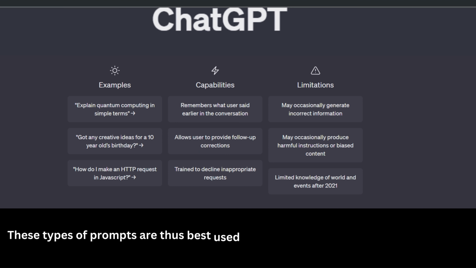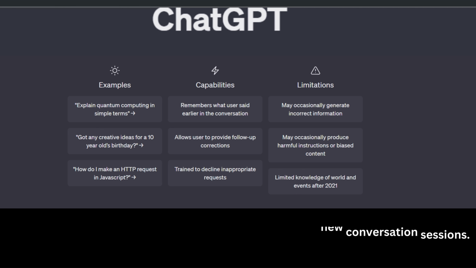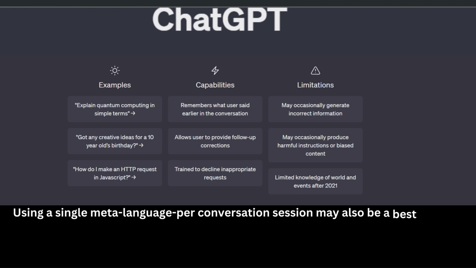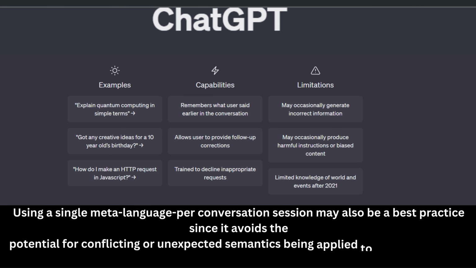These types of prompts are thus best used in completely new conversation sessions. Using a single meta-language per conversation session may also be a best practice, since it avoids the potential for conflicting or unexpected semantics being applied to the conversation over time.